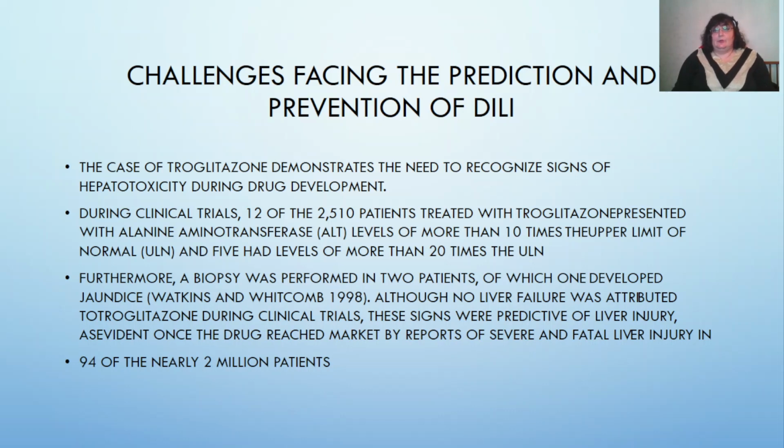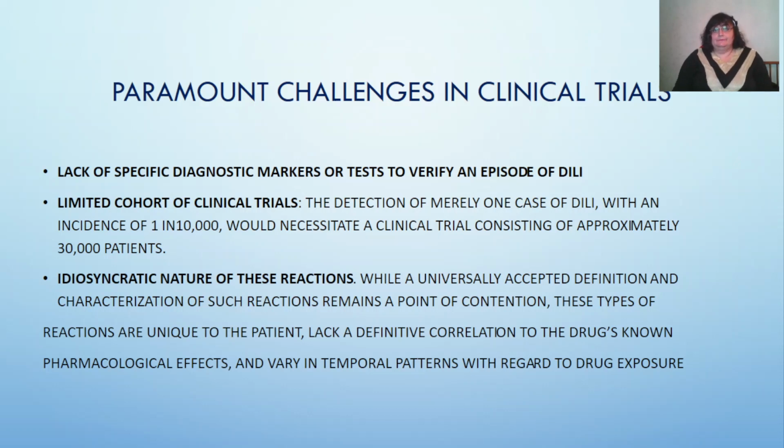These signs were predictive of liver injury, as evident once the drug reached market by reports of severe and fatal liver injury in 24 of the nearly 2 million patients. And still, it can be a problem, and we will talk about paramount challenges in clinical trials, because these results are difficult to extrapolate to the real population.